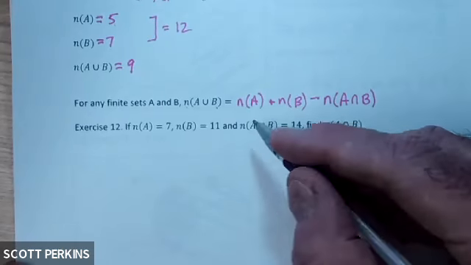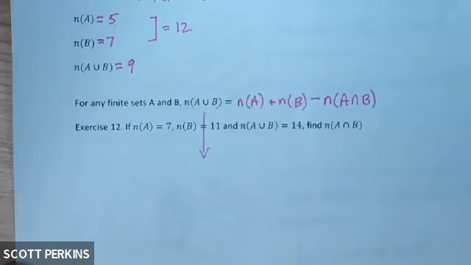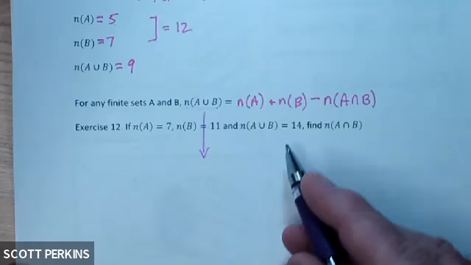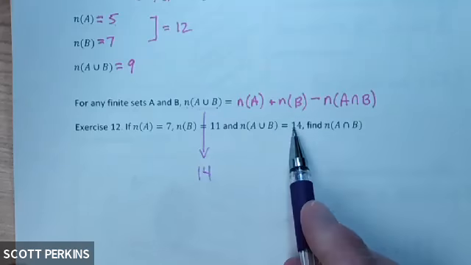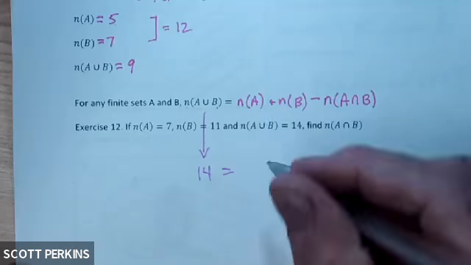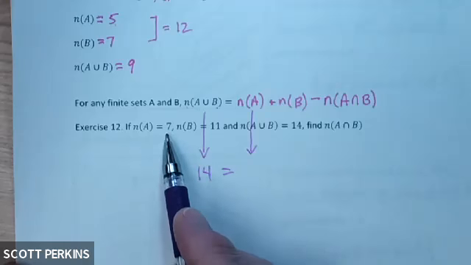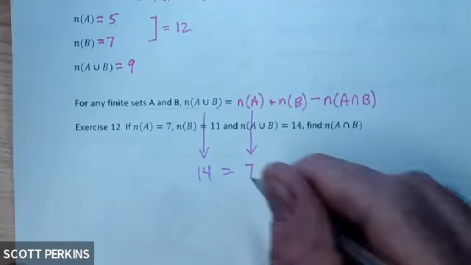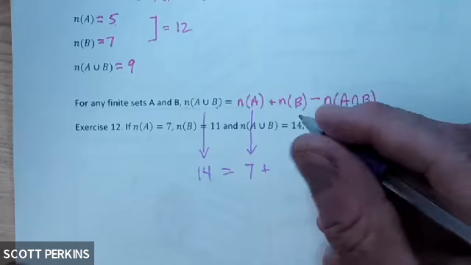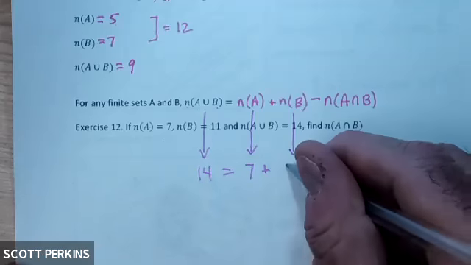Well, the number of elements in A union B, I'm just going to draw a little arrow and not rewrite the whole formula. The number of elements in A union B, I've told you, is 14. It's the number right there. It equals the number of elements in A. Again, I'm just going to draw a little arrow down so you can see where I'm plugging this in. The number of elements in A is 7. And then plus the number of elements in B, which I gave you as 11.